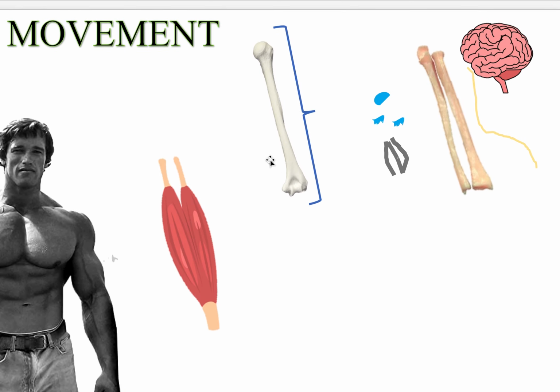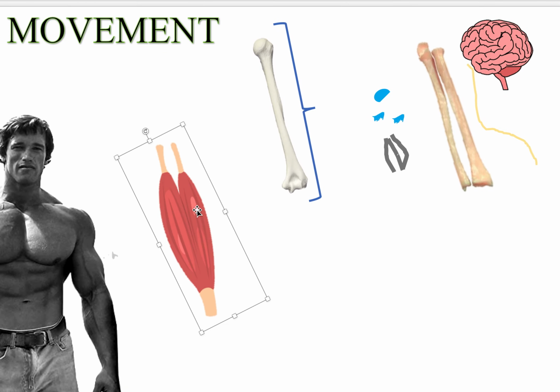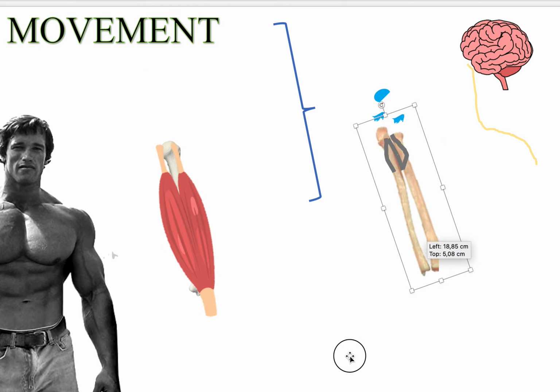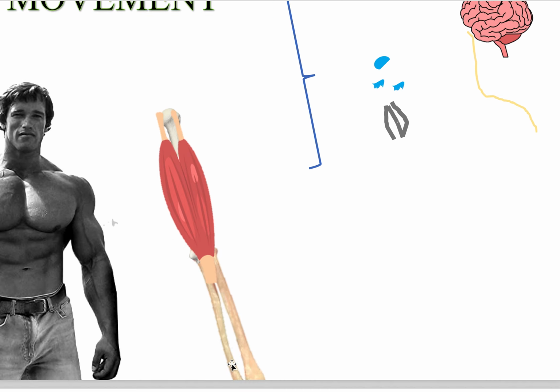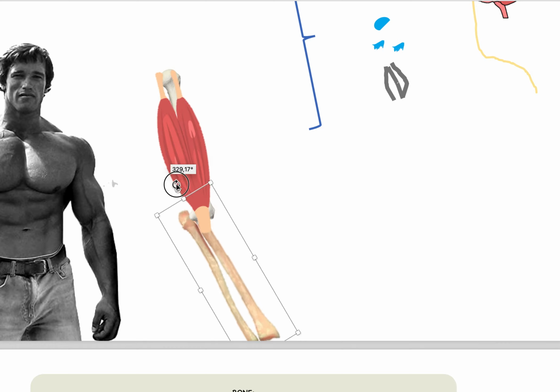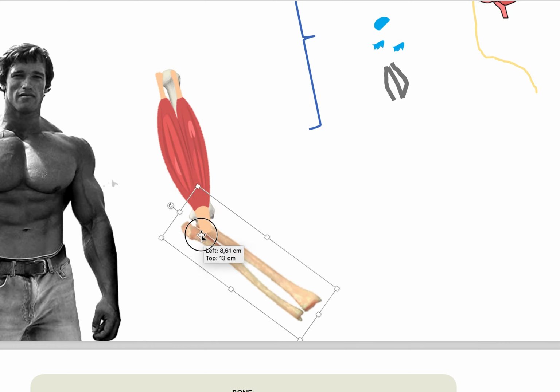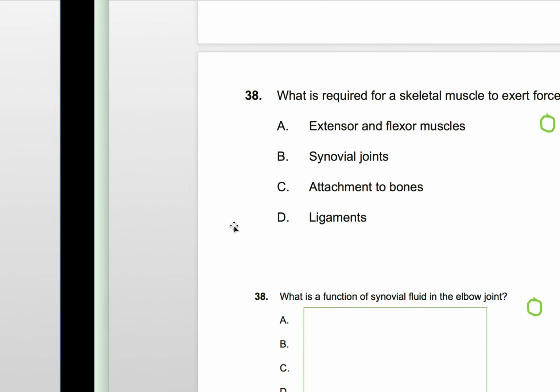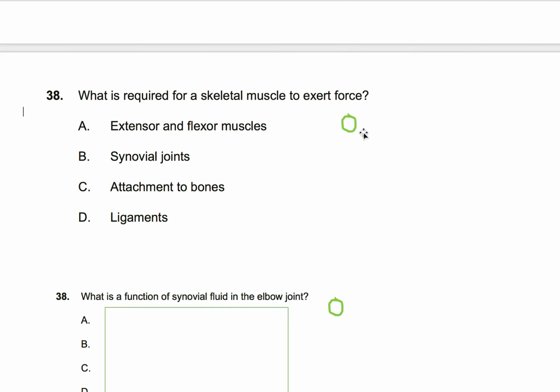Because look, a muscle by itself doesn't do anything. A bone by itself doesn't do anything. But if you have a bone with a muscle on it, like this, and the muscle shortens or contracts, then the bone will move. Okay? So the only way you can exert force is if muscle is attached to bones.